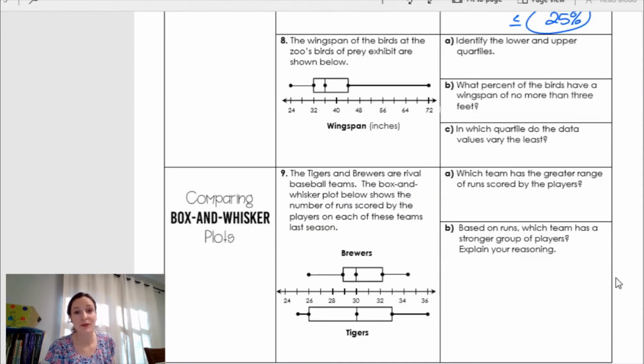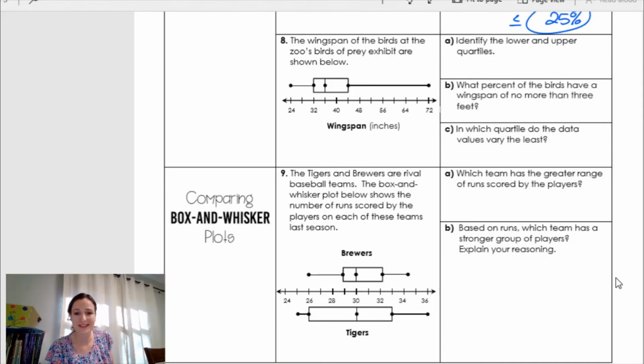And the last topic, we're going to compare box and whisker plots, two of them. Okay, so notice here, this is a double box and whisker plot comparing two different baseball teams. So it shows the number of runs scored by the players on each of the teams last season.